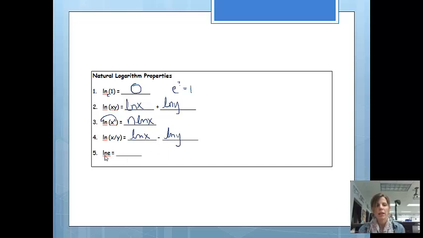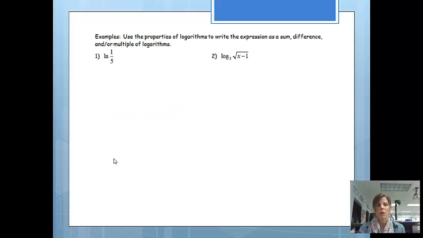And then my last property: ln e is equal to what? We will use this quite often. Basically, this is asking, if I have the base of e, what exponent would give me an answer of e? We can see that the answer would have to be 1. So whenever you see the natural log of e, we know that the answer will be 1. Okay, let's go ahead and try some examples here.